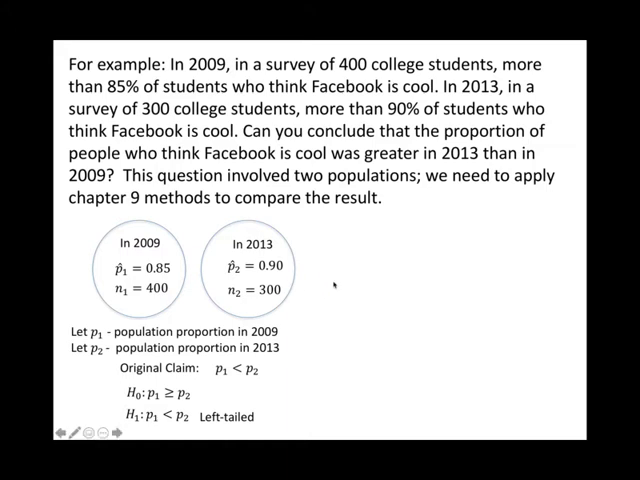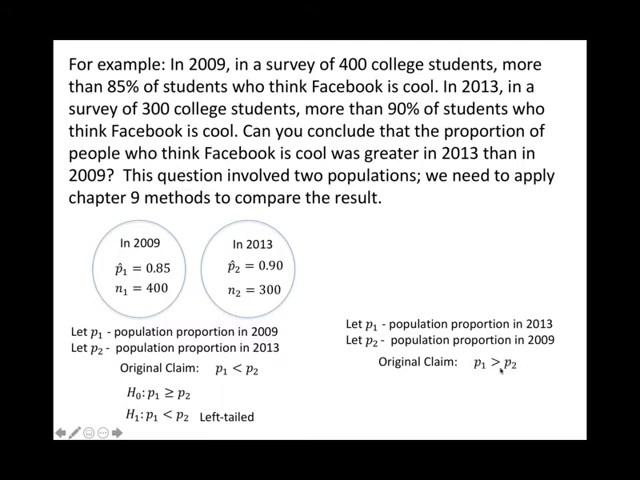But here, I want to show you guys: I don't have to let P1 be my population proportion in 2009 and P2 the population proportion in 2013. I could do it another way. I could let P1 be the population proportion in 2013, and P2 be my population proportion in 2009. Okay, it doesn't really matter, but you have to write it down and let me know which one is your P1, which one is going to be your P2. But if I let it differently, you could see my original claim right now will become P1 greater than P2.